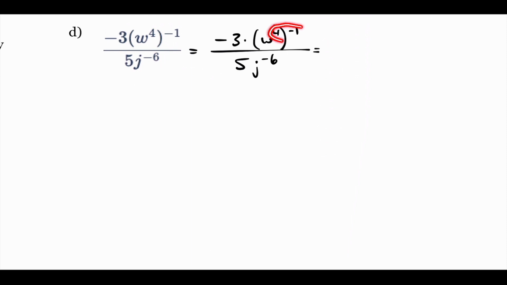What do I do with these powers here? Multiply them. Yep. So I get -3 times W to the -4. And on bottom, I get 5 times J to the -6, right? Parentheses gone.